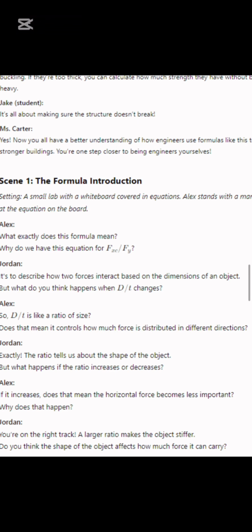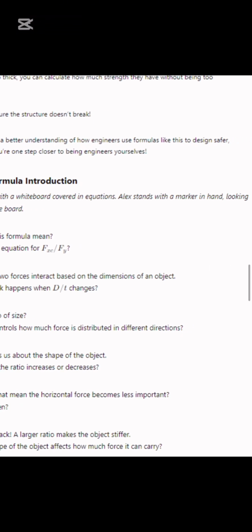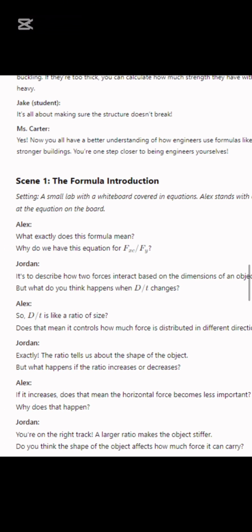Yes, now you all have a better understanding of how engineers use a formula like this to design safer, stronger buildings. You are one step closer to being engineers yourself.